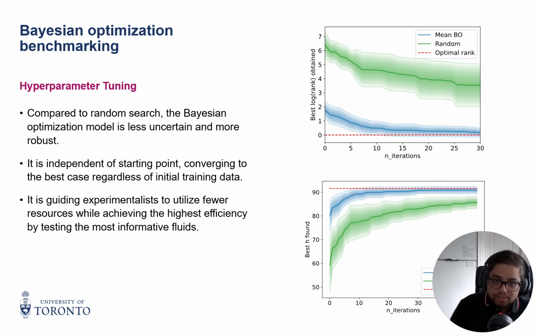Compared to random search, Bayesian optimization proved to be much more efficient. It was less sensitive to starting conditions and consistently converged to optimal solutions. This means experimentalists can focus on testing only the most promising candidates, saving both time and resources. However, random search is still shown to be surprisingly good at this task, and I was pretty impressed by this.